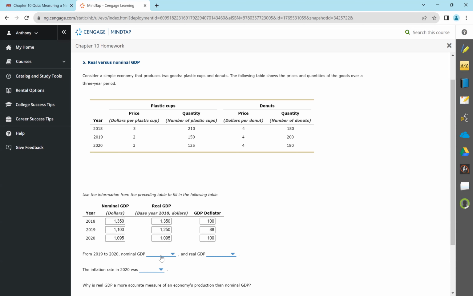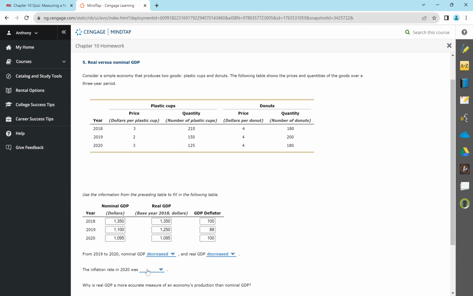Okay, so it says that from 2019 to 2020, nominal GDP decreased. It went from 1100 to 1095. Real GDP also decreased.